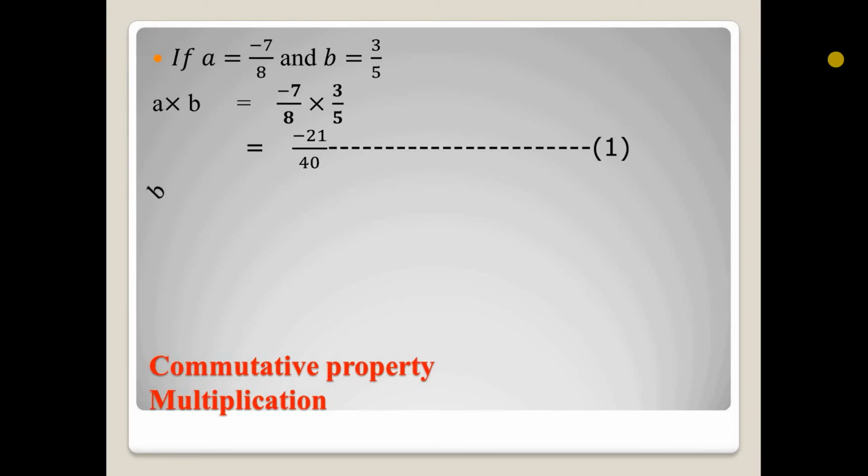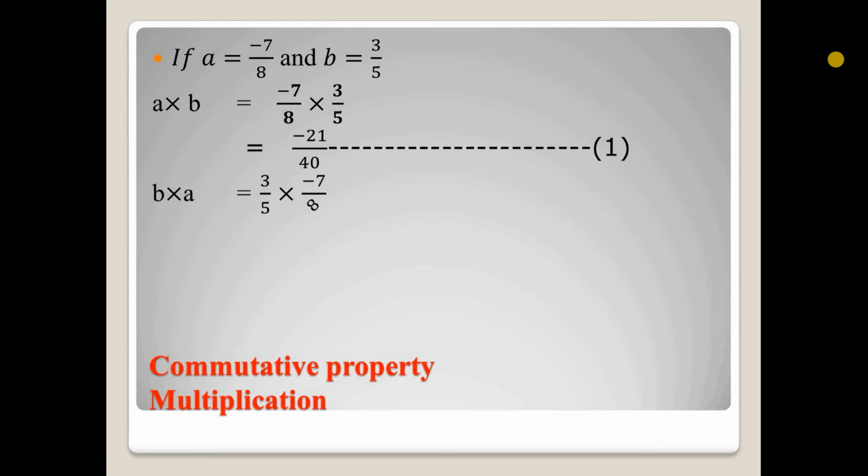So first equation கிடைச்சிச்சு. Now B into A. அதை அப்படியே மாத்தி multiply பண்றோம். 3 by 5 into minus 7 by 8. So again plus into minus, what is it? Minus. Plus into minus, minus.